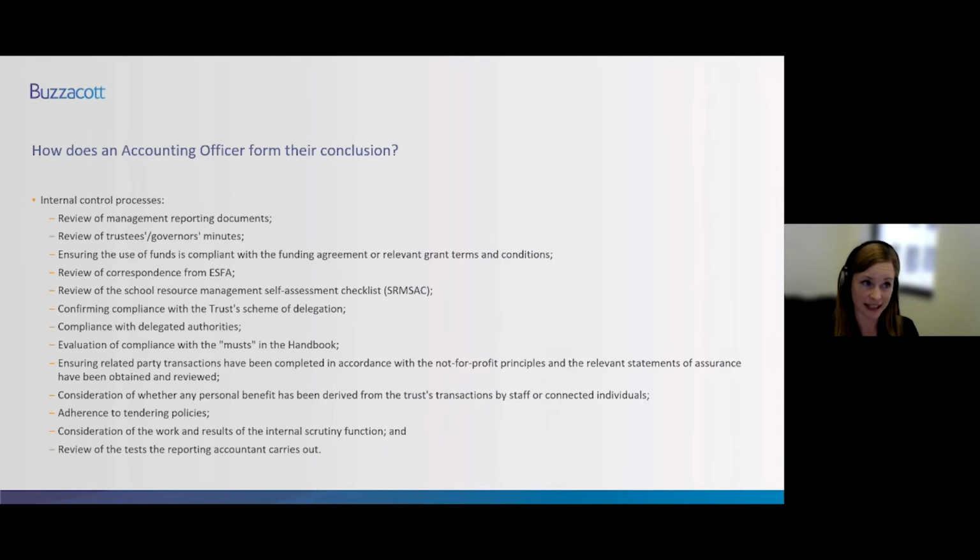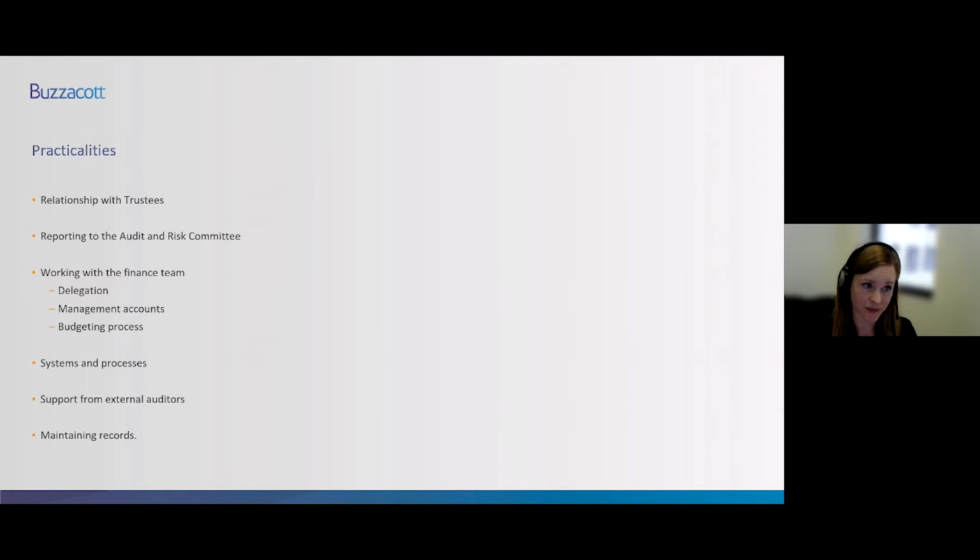So moving on to my next slide, the practicalities. In order for an accounting officer to effectively fulfill their role, that relationship with the trustees is really important. There must be clear lines of communication, and similarly the reporting to the Audit and Risk Committee. They need to work closely with the finance team, looking at areas such as delegation, the management accounts and the budgeting process, and it's ensuring that those systems and processes are sufficient and appropriate.